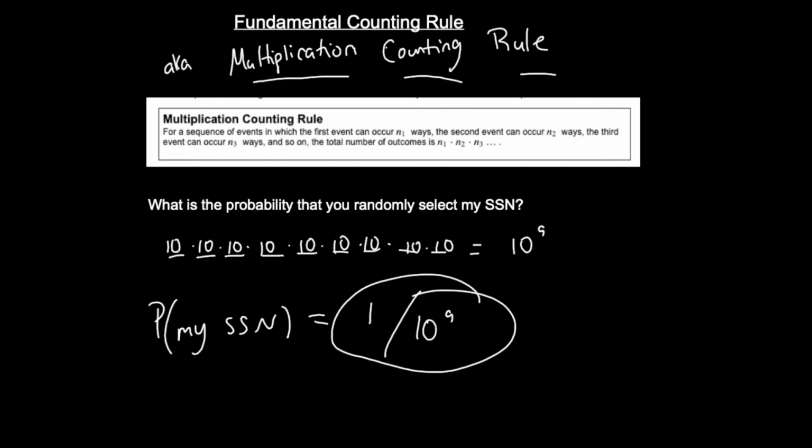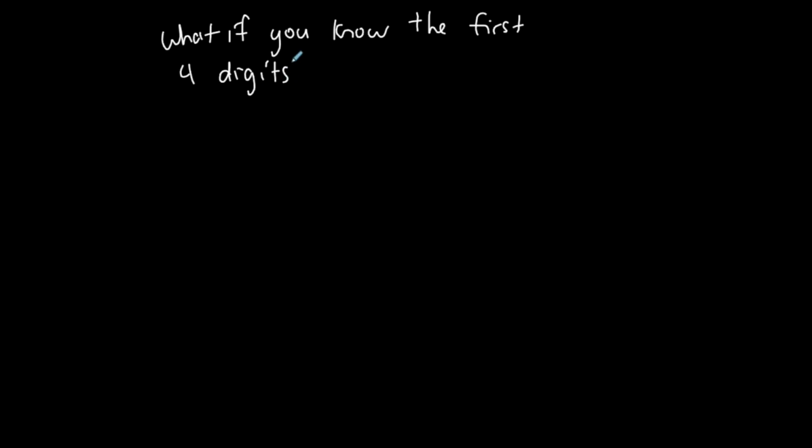Now, let me add to that. What if you know the first 4 digits? You know the first 4 digits of my social. Now, you only have to guess on the last 5. There's still a total of 9, but you know the first 4. You don't have to guess there. Those are known. You just have to guess for the last 5.